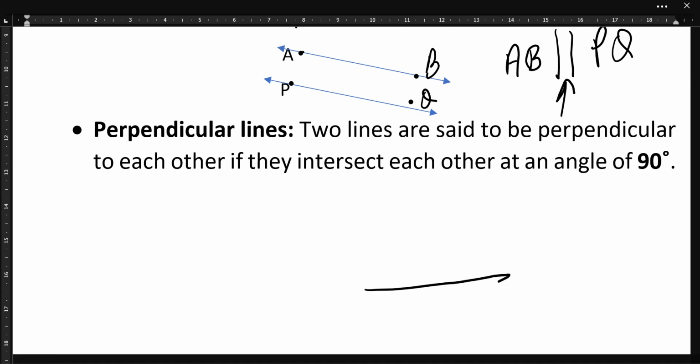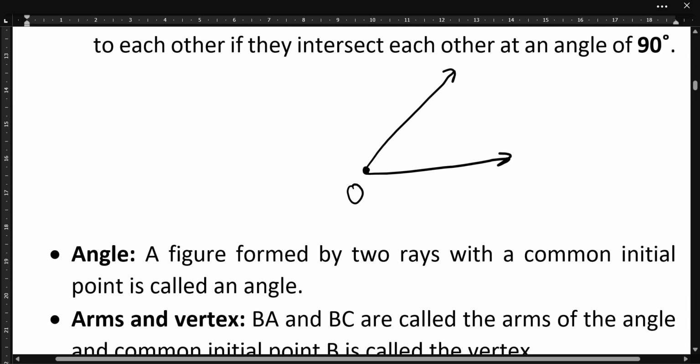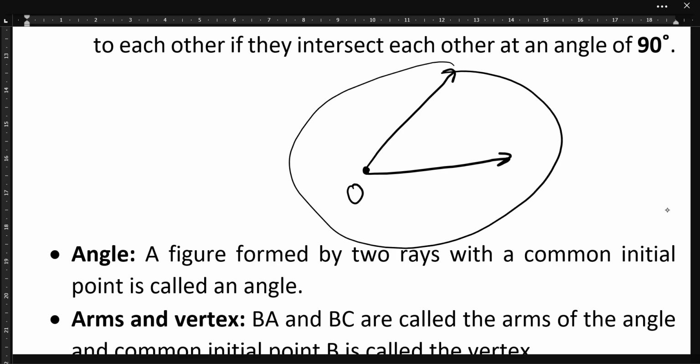Suppose we have two rays and these two rays are joining each other at point O, or they are intersecting at O. Then we say these rays form an angle. This figure is formed by two rays, here this is ray OA and this is ray OB. They have a common initial point, one vertex, and they are joined to each other. This figure is known as an angle.